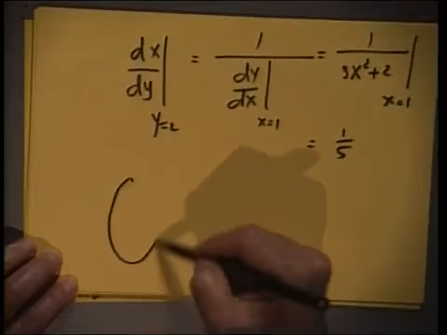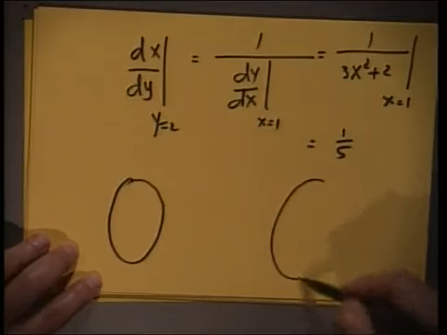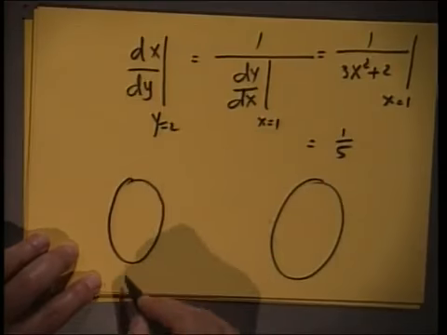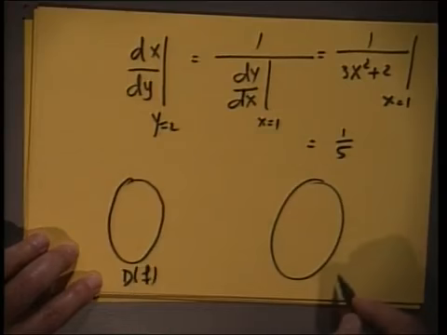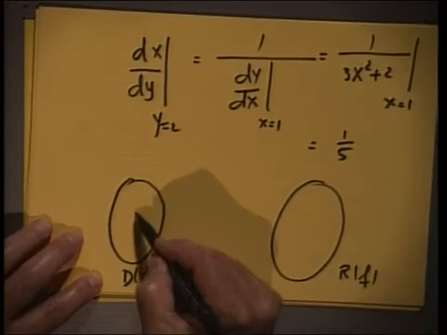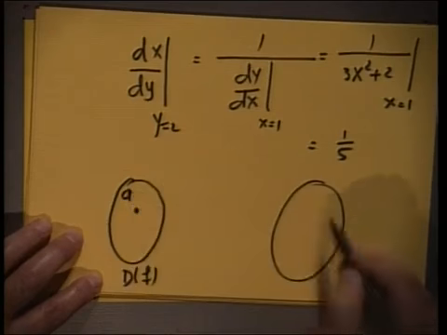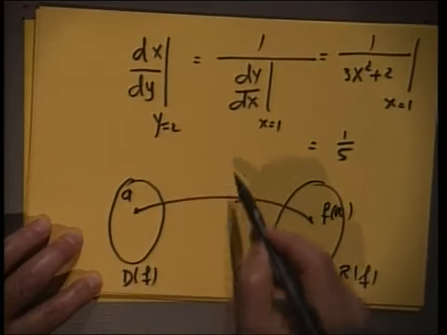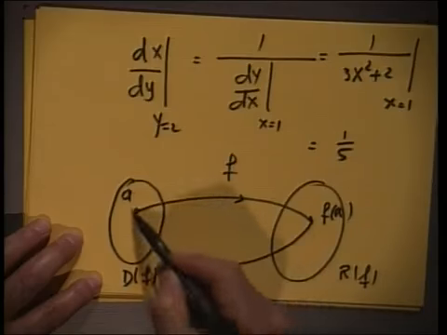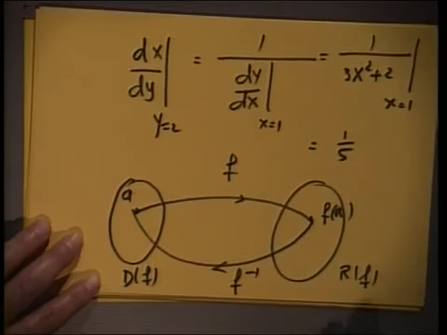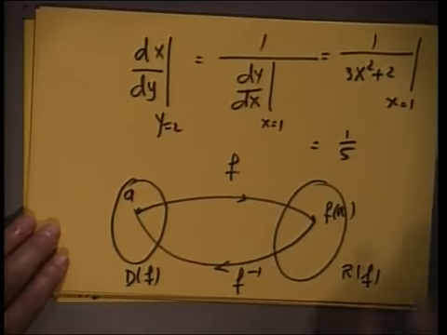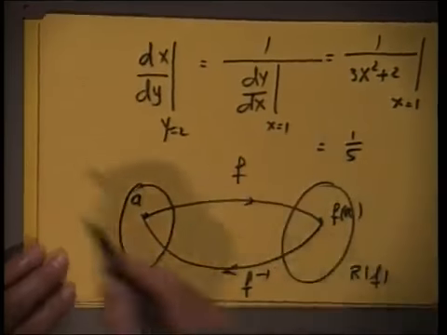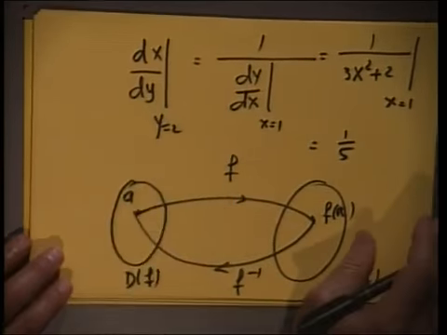What in fact do you do here? This is exactly what you do. You have two circles here like this. One represents the domain of f, and one represents the range of f. And you have here a point A, and here a point f of A. This is the function f, which brings A to f of A, and this is f minus 1, which brings f of A into A.